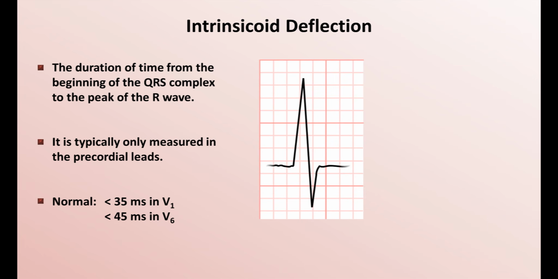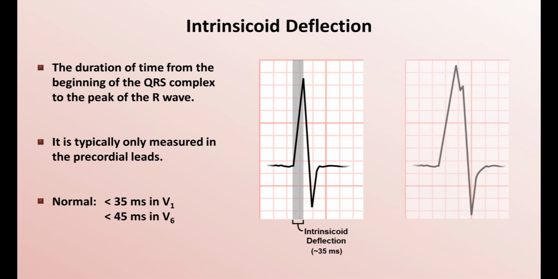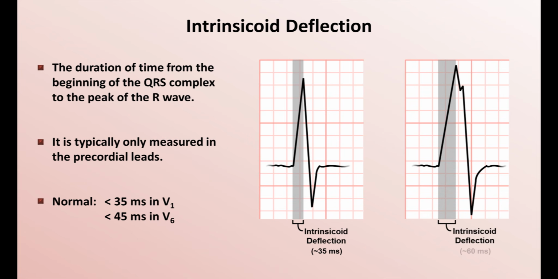Here is a normal QRS complex, which only appears wide because we've zoomed in quite a bit. Here is the intrinsicoid deflection from the beginning of the QRS complex to the peak of the R wave. In this case, it is about 35 milliseconds. And here's an abnormal QRS complex where the intrinsicoid deflection is prolonged, in this case about 60 milliseconds. An increase in intrinsicoid deflection is just one more piece of evidence of ventricular hypertrophy, usually left ventricular hypertrophy.